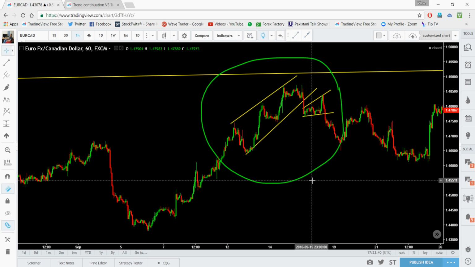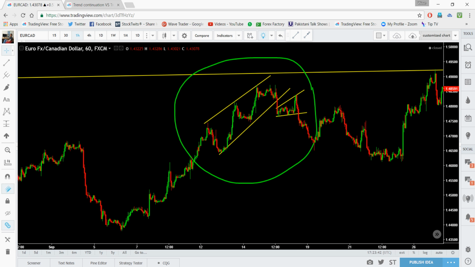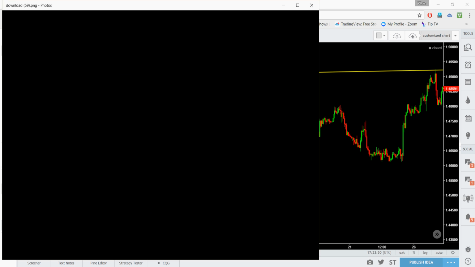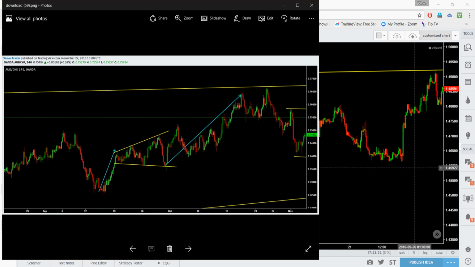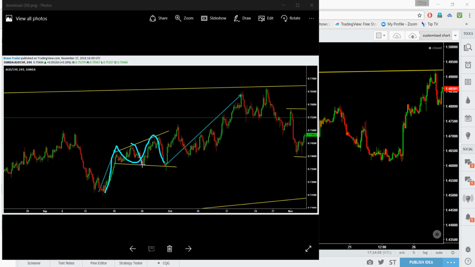The other example I'll show you here is another example of the expanding flag. You can count this like A, B, C, D, or A, B, C, D, E and then continuation, whatever you want to call it. Naming does not matter.